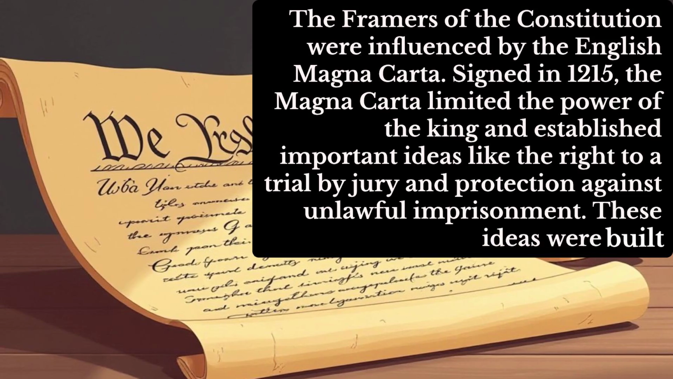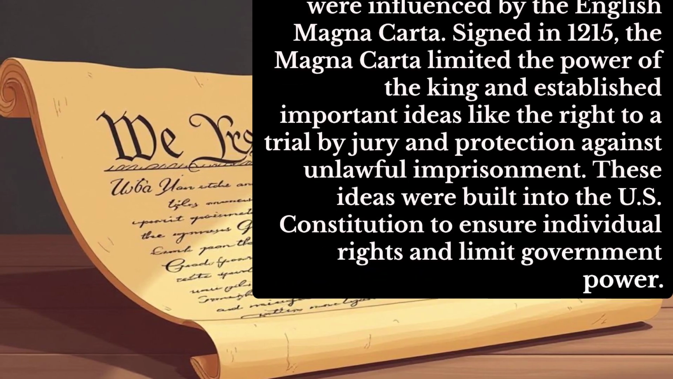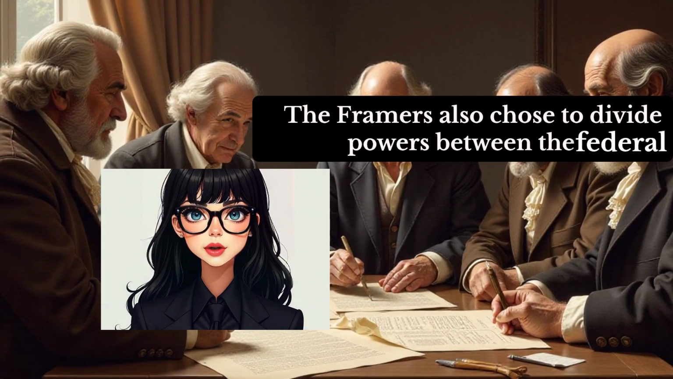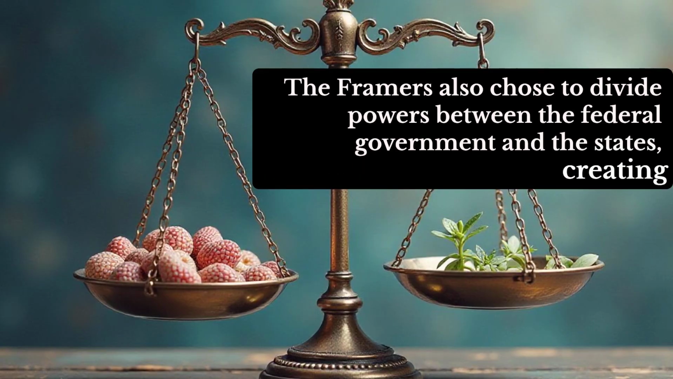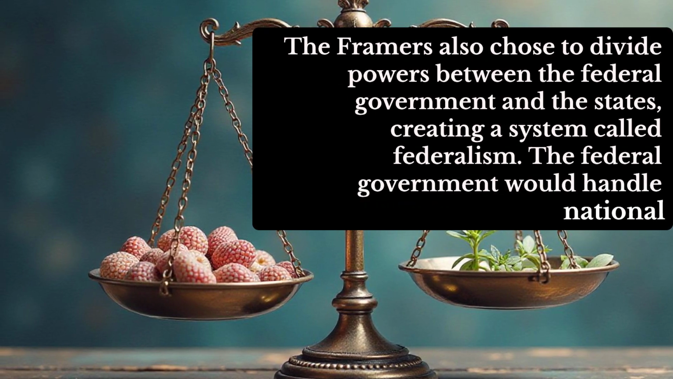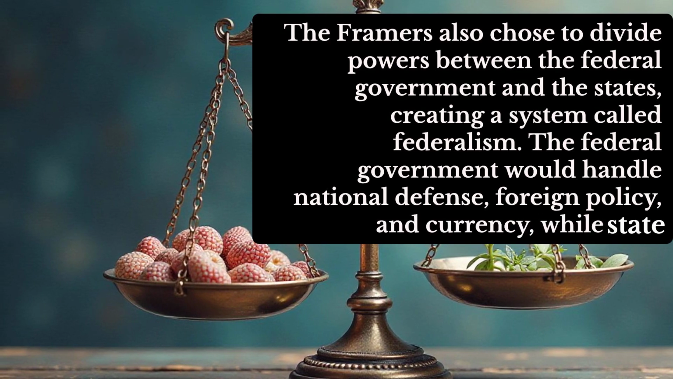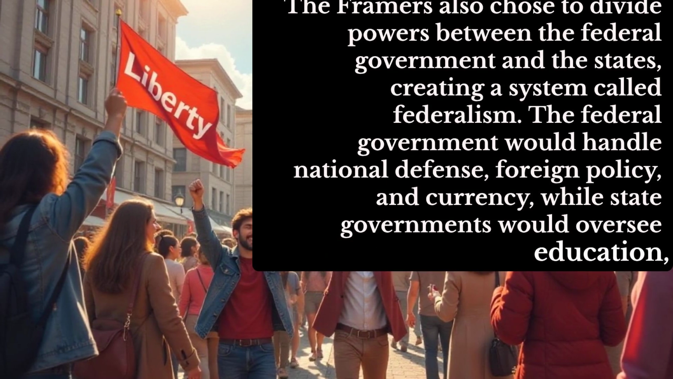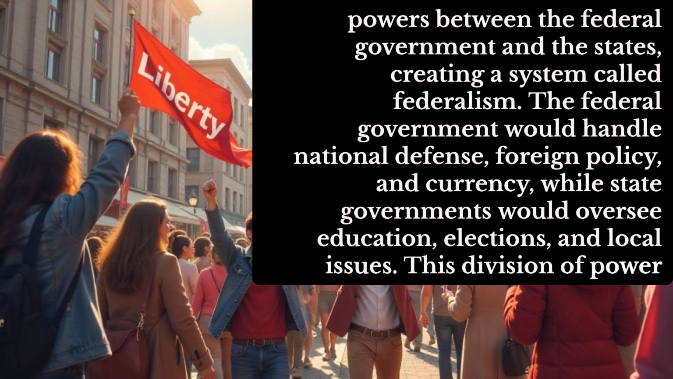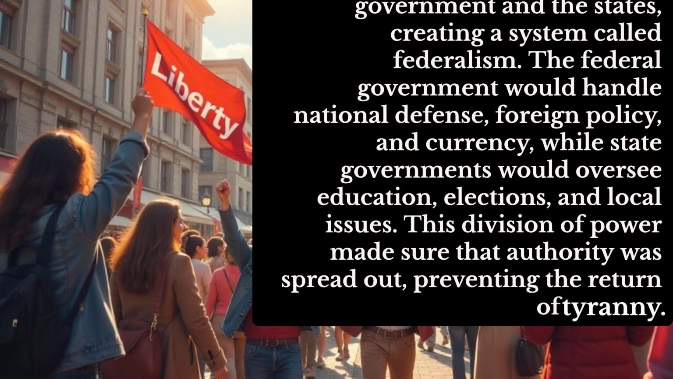These ideas were built into the U.S. Constitution to ensure individual rights and limit government power. The framers also chose to divide powers between the federal government and the states, creating a system called federalism. The federal government would handle national defense, foreign policy, and currency, while state governments would oversee education, elections, and local issues. This division of power made sure that authority was spread out, preventing the return of tyranny.